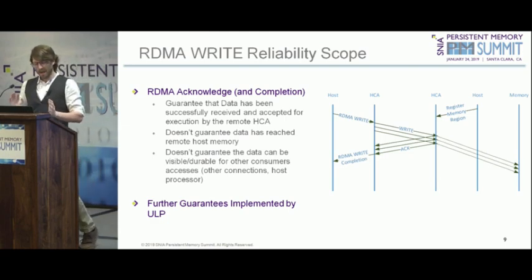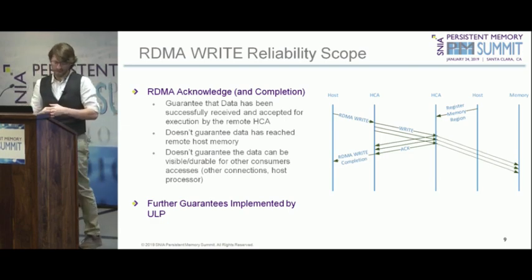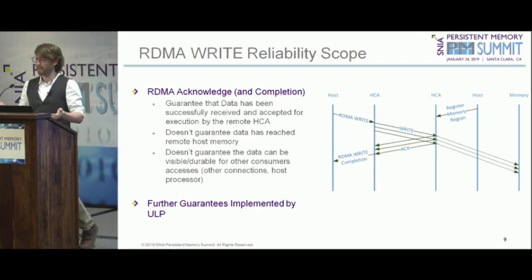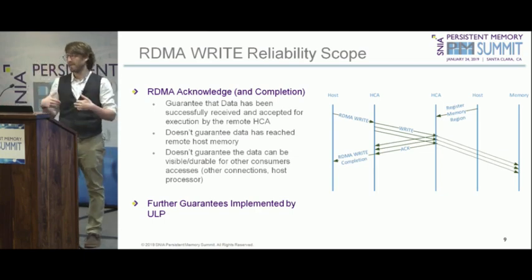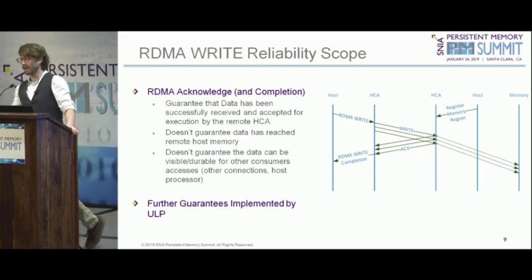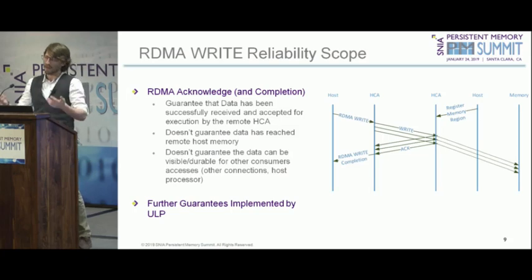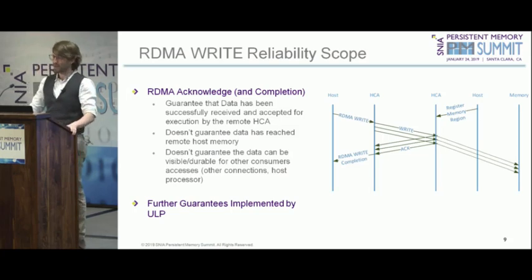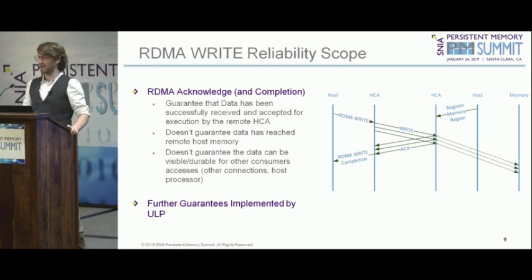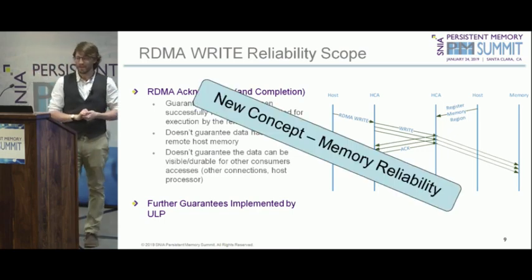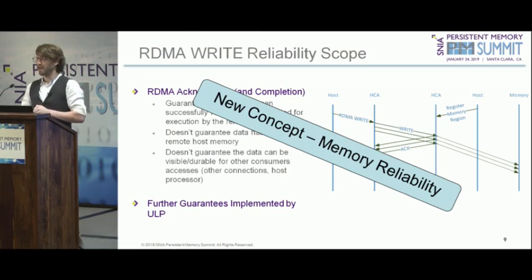Now, upper layer protocol means that it's out of the scope of this protocol, and it may induce overhead to implement it in an upper layer protocol. Like, for example, you would need some processor that may need to run an application in order to process this upper layer protocol. So we are now introducing in InfiniBand a new concept called memory reliability.